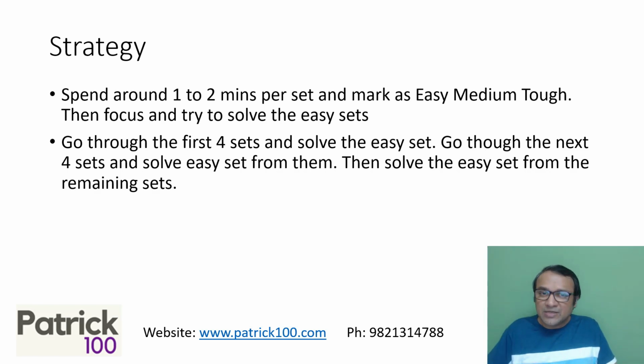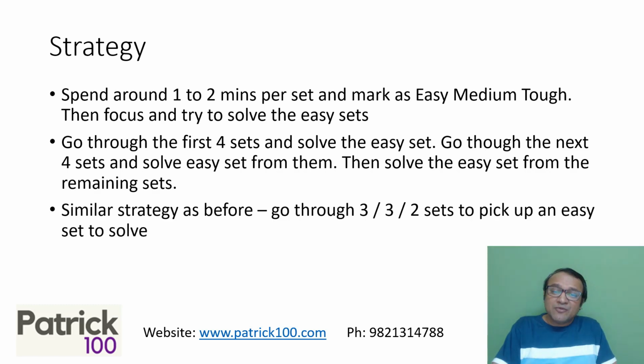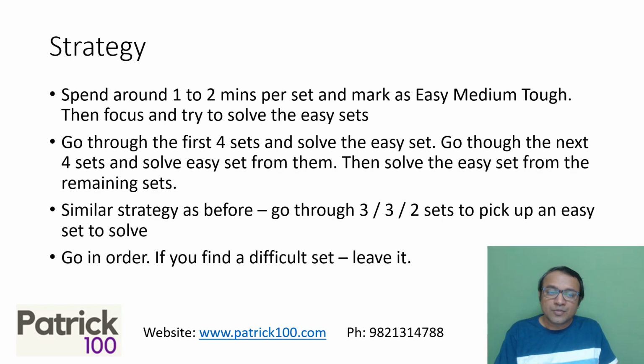You know which are easy, which are medium, which are tough. Two easy ones you have already solved. Now go to the remaining six sets and try to solve the easiest from them. So that's four sets, one set, four sets, one set, and then from the remaining sets, pick up one or two sets and solve. A similar strategy: instead of going to four sets, maybe you can go to three, three, and two sets, or even two, two sets, depending on how many you solve. You can break it down into smaller groups.